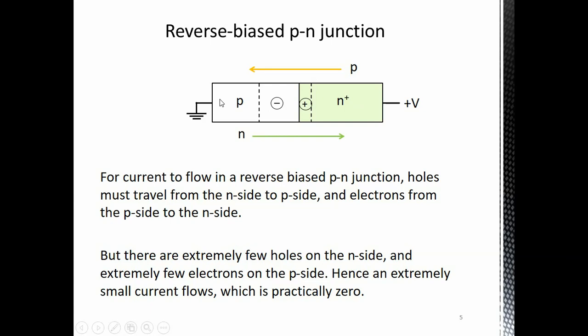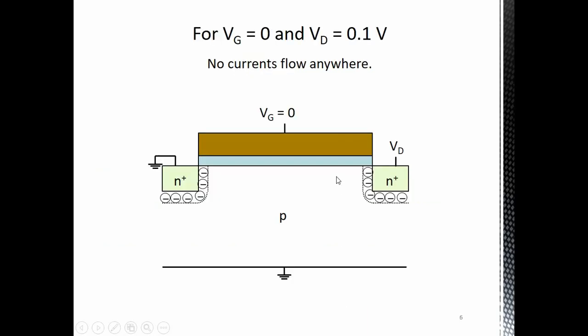This is the reason. My guess is that if you did pause and write, you would have written some other answer. The correct answer is this. Electrons on the P side are called minority carriers. Holes on the N side are called minority carriers. And a reverse bias junction carries a very small current because there are very few minority carriers. We say this current is so small that for all practical purposes, it is zero. Okay, so we go back to the MOSFET.